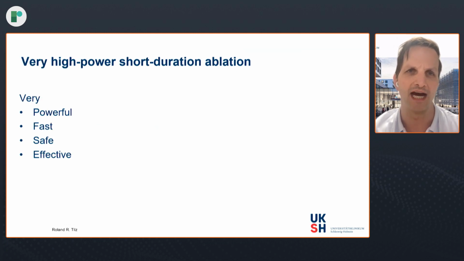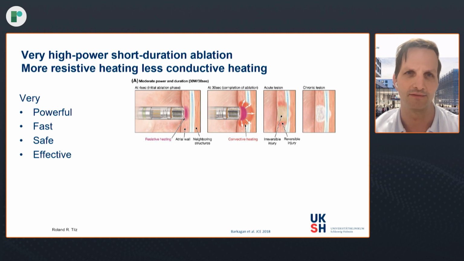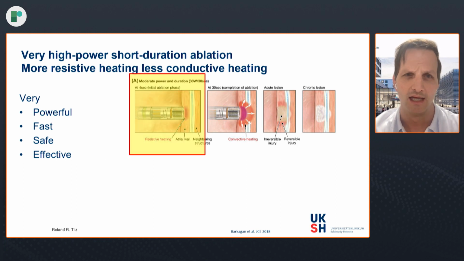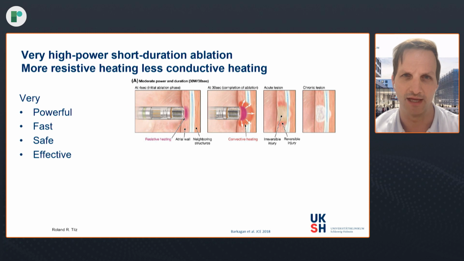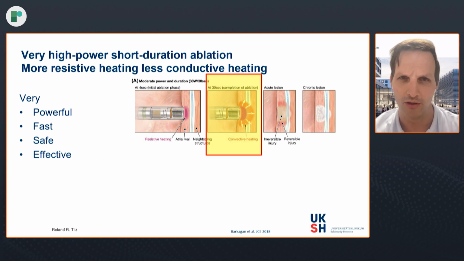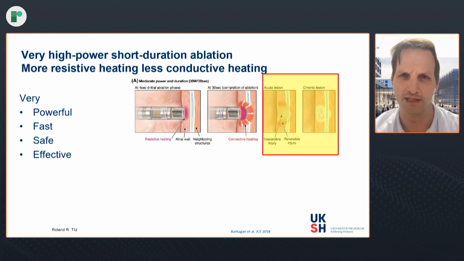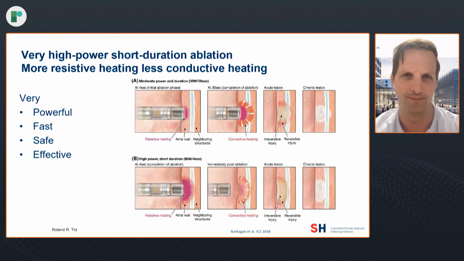So what is the aim of very high power short duration ablation? We want it to be very powerful, very fast, very safe, and very effective. Whenever you deliver current, as I said, you have a zone of resistive heating, which is very close to the catheter, and you have a zone of convective or conductive heating. And again, the resistive heating produces irreversible injury, whereas the conductive heating produces reversible or partly reversible injury.